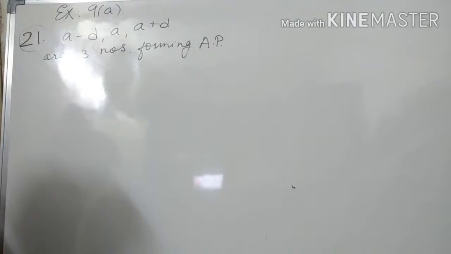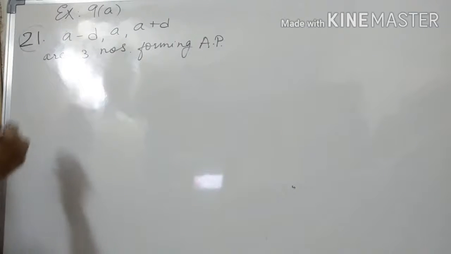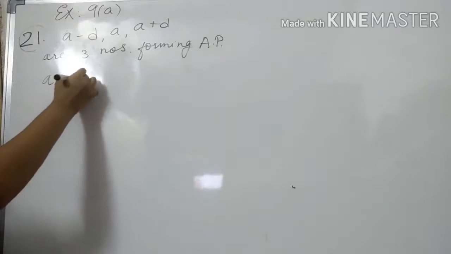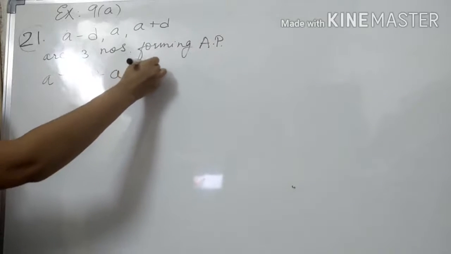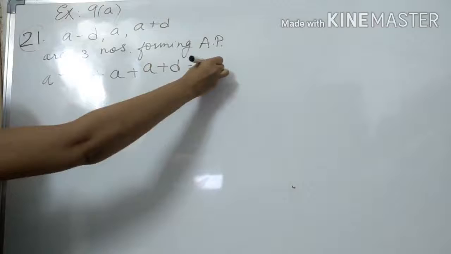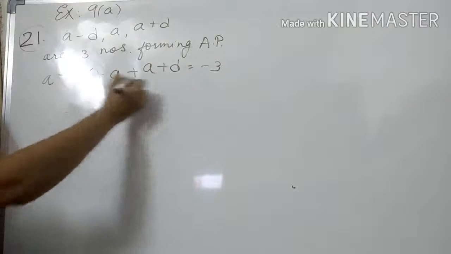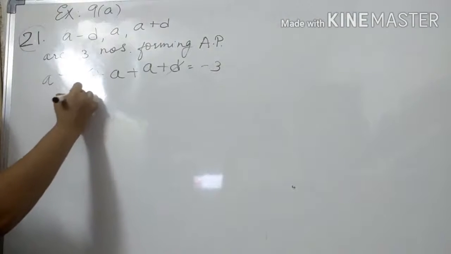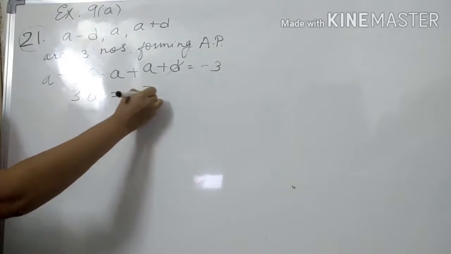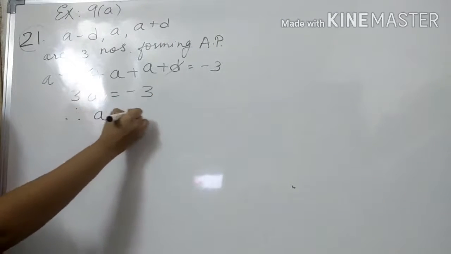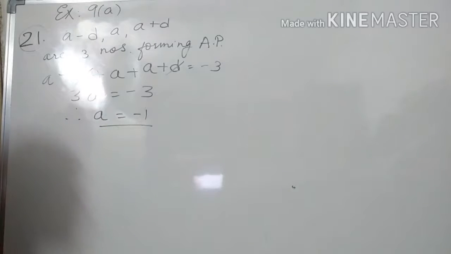Now the condition is given, the sum of these 3 numbers is minus 3. So a minus d plus a plus a plus d is equal to minus 3. The sum of these numbers is minus 3. Minus d plus d get cancelled. 3a is equal to minus 3. Therefore, a is equal to minus 1. So here I found my first term.